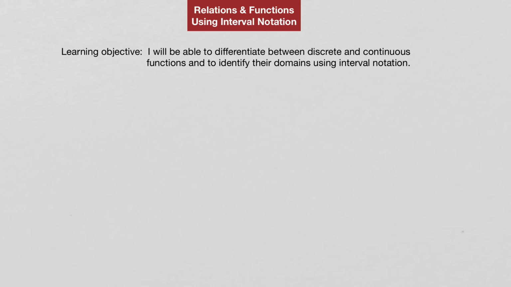Hi class, today's topic is going to be on relations and functions, specifically using interval notations to identify the domain and range. And so therefore your learning objective for today is to be able to differentiate between discrete and continuous functions and to identify their domains using interval notation. And the vocabulary words that we will use during this lesson will be discrete, continuous, and interval notation.